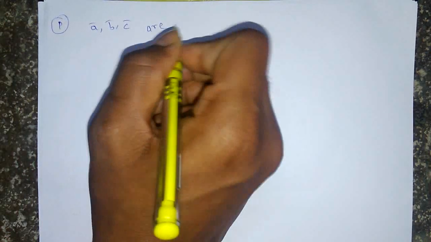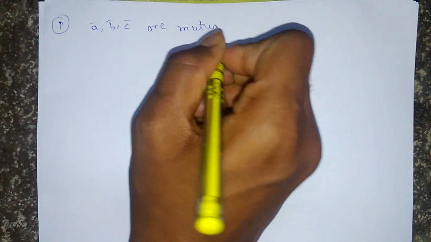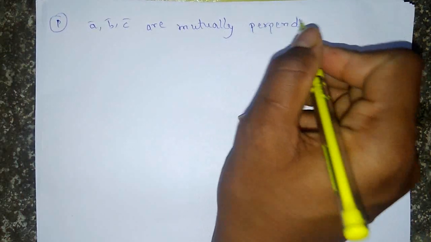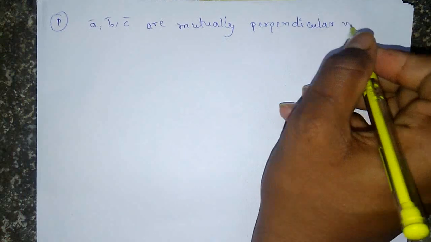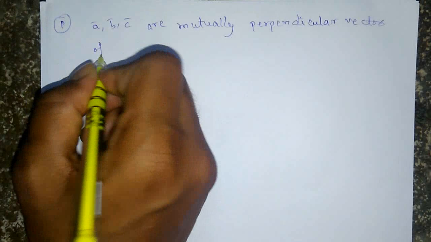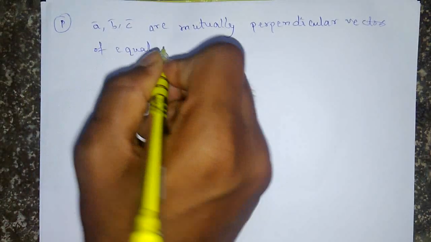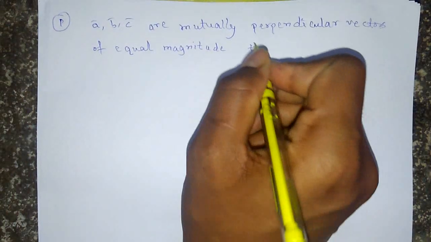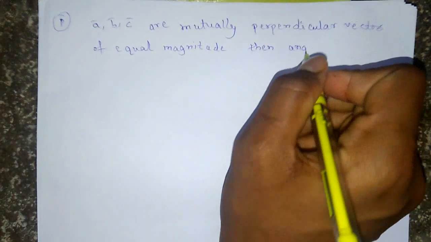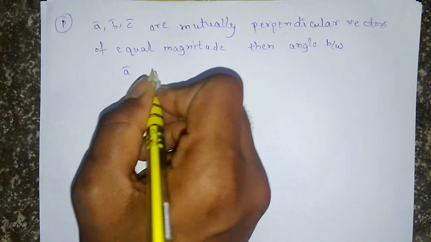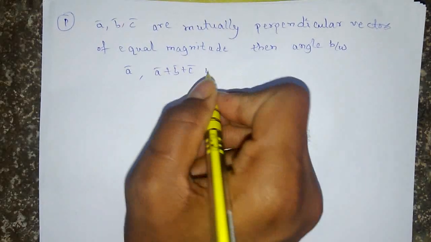Next problem: a, b, c are mutually perpendicular vectors of equal magnitude, then find the angle between a and a + b + c.